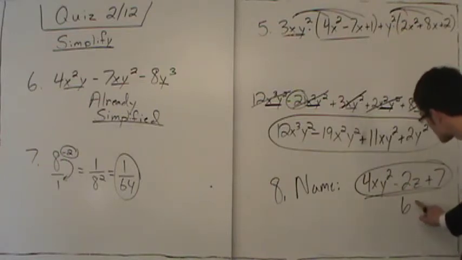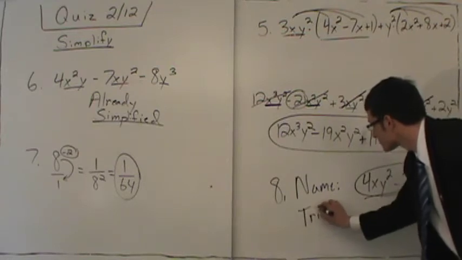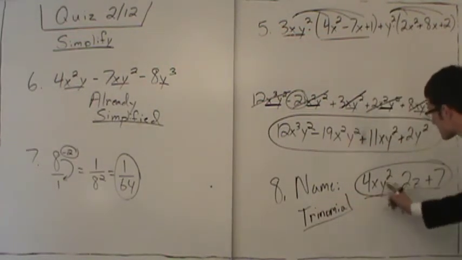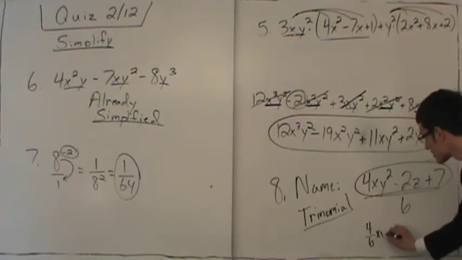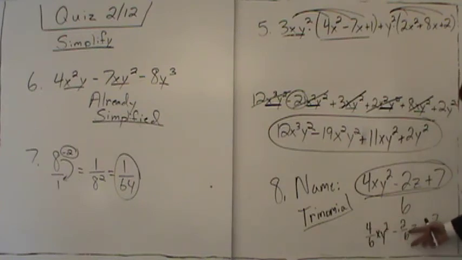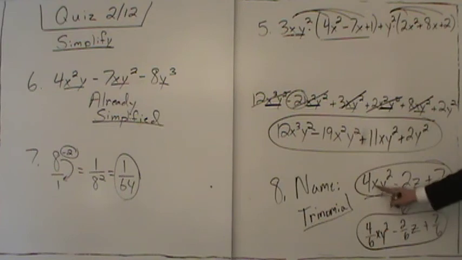Name it by the numerator. Since there's no variable in the denominator, this is a trinomial. So we name it by the numerator. Trinomial. Why? Because we can divide each number by 6. We get 4 over 6 xy squared minus 2 over 6z plus 7 over 6. And obviously this could be reduced to 2/3 and this could be reduced to 1/3. But you see this is a trinomial because you can divide every number by 6.